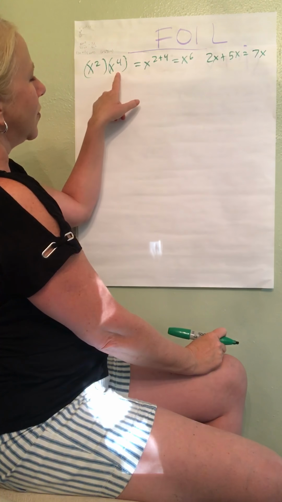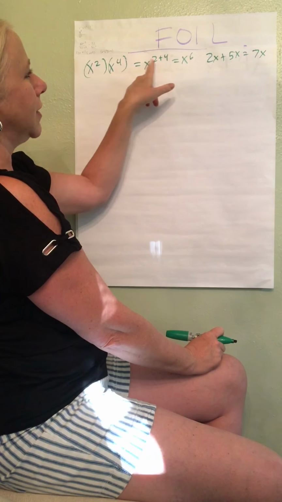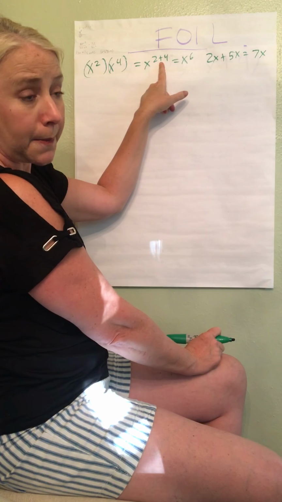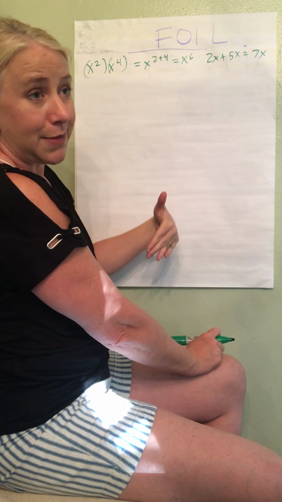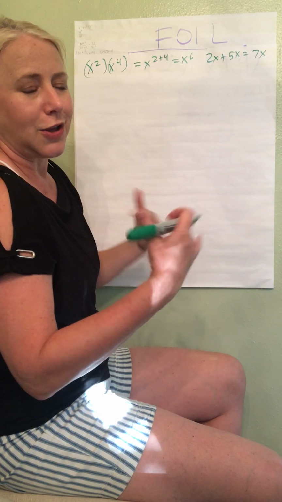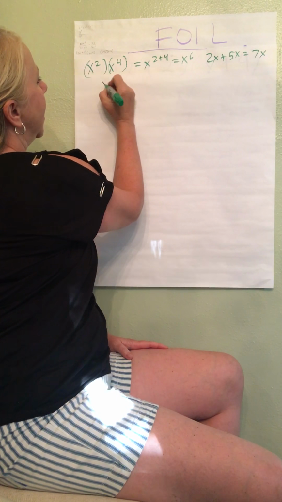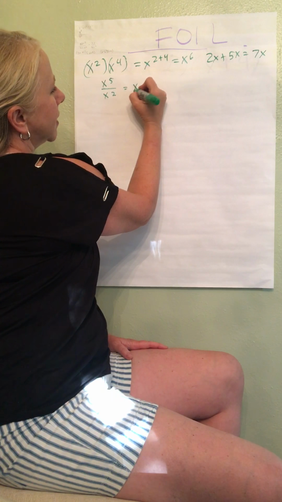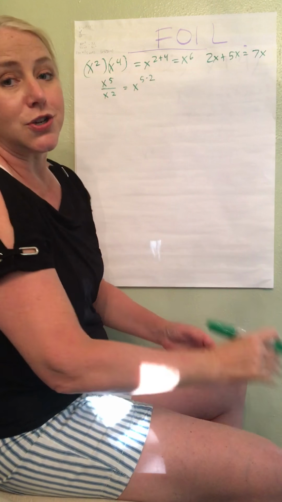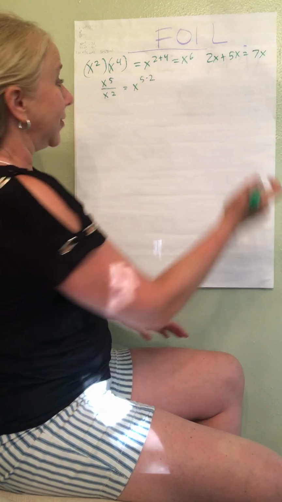Now, just like when you multiply terms with exponents, you have to add the exponents. That makes sense that when you divide, you have to subtract. So let's take x to the 5th over x to the 2nd, and that equals x to the 5 minus 2, which is x to the 3rd.